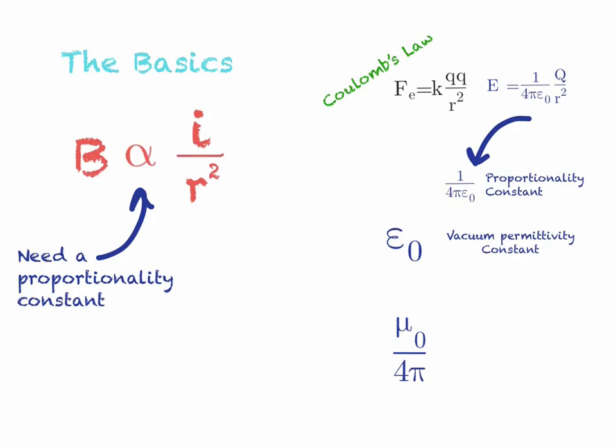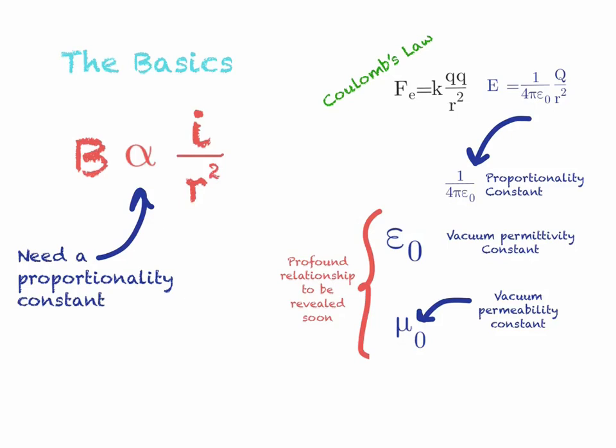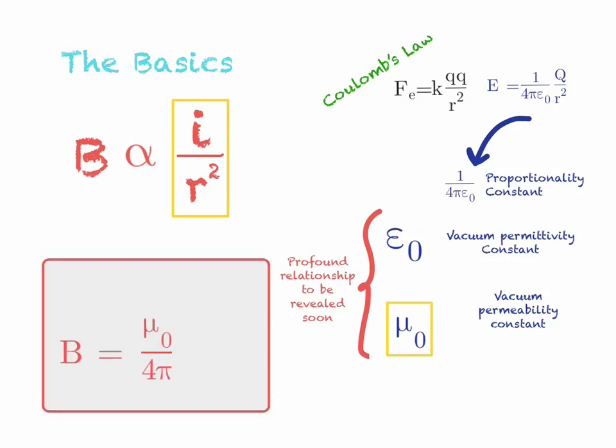Now, mu naught stands for vacuum permeability, and this is a magnetism constant that we will use quite a lot of times. We'll also see that the connection between the vacuum permittivity and the vacuum permeability constant is actually very profound. So with this constant in mind, and this ratio I over R squared, we would have B equals mu naught over 4 pi times I over R squared.